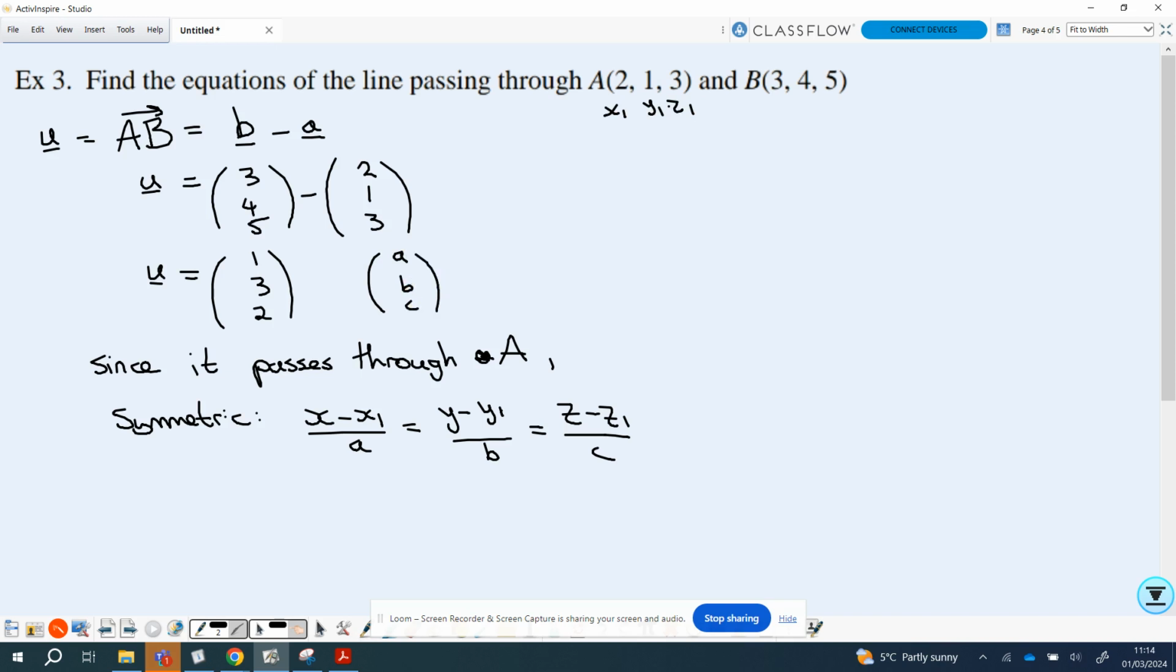Okay, so I'm just going to sub these numbers in now, so it's going to be x minus 2 all over 1, and that equals y minus 1 over 3, and that equals z minus 3 all over 2, which would equal some parameter t. Okay, so that's me written the equation of the line in symmetric form.